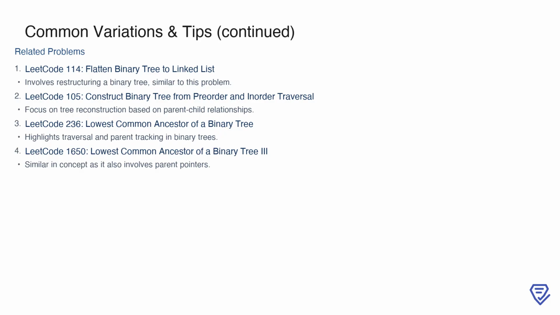Additionally, LeetCode 236, Lowest Common Ancestor of a Binary Tree, is useful for understanding traversal and parent tracking in binary trees. Finally, LeetCode 1650, Lowest Common Ancestor of a Binary Tree 3, is particularly relevant since it also involves trees with parent pointers, which require a similar understanding of how to navigate and modify tree structures.